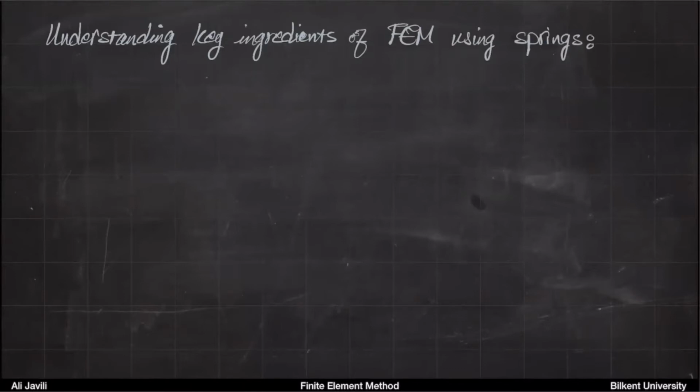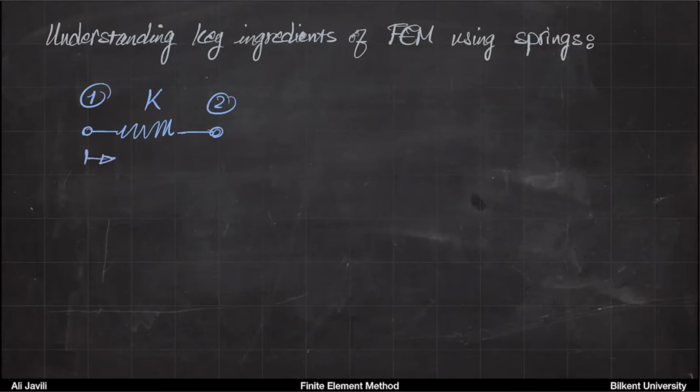So this is what we want to do. Now, in the previous lecture, as I mentioned, if you have a spring, let's say this is node 1, this is node 2, that spring has a stiffness K. You can imagine at node 1, the displacement of node 1 is U1, the displacement of node 2 is U2, the force at node 1 is F1, and the force at node 2 is F2.